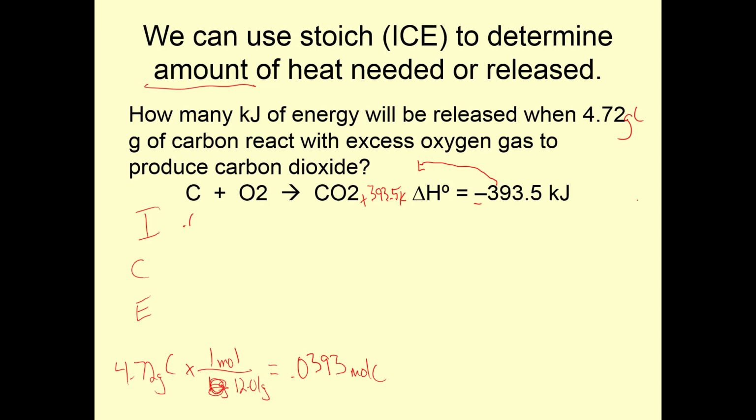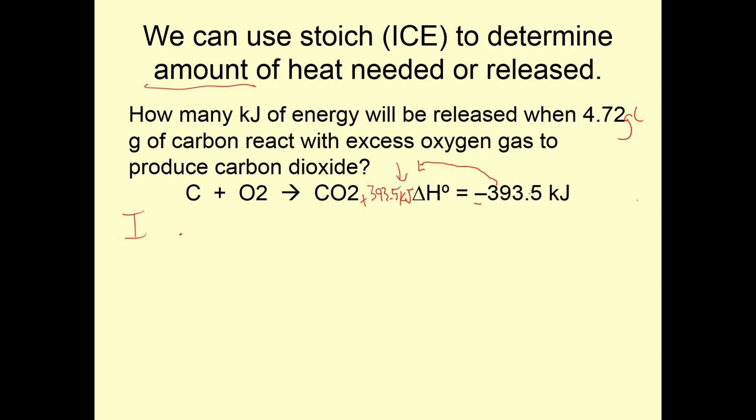So now I'm going to do an ICE diagram, and I have 0.0393, and I'm trying to get this heat right here. The change here is going to lose 0.0393, and in the end I'm going to have 0. Over here, I start with 0 heat being released because the reaction hasn't happened yet.